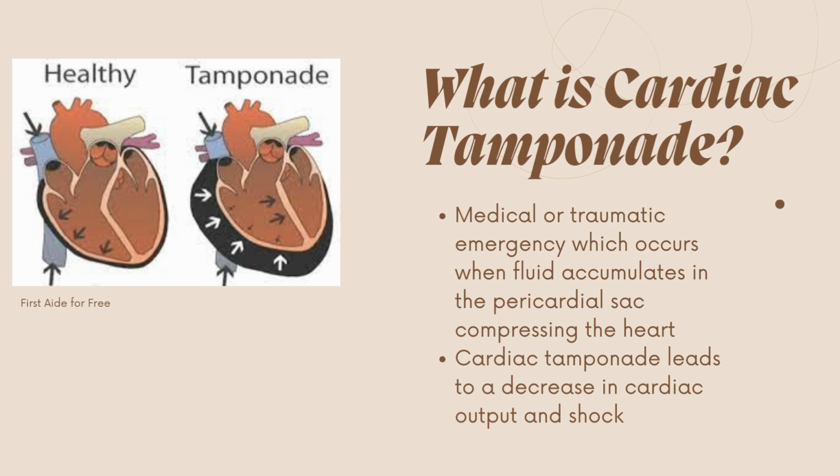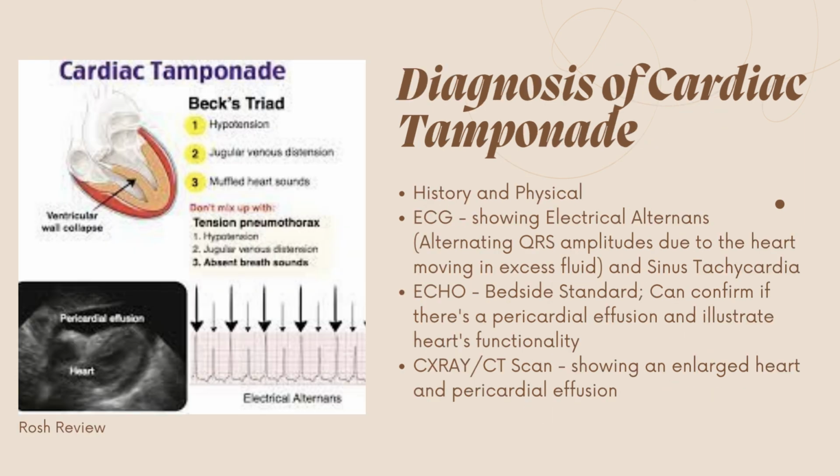This occurs when fluid accumulates in the pericardial sac, which is the sac surrounding the heart, and it compresses the heart, which in turn can cause decreased cardiac output and cardiogenic shock. Cardiac tamponade is diagnosed via EKG. An echocardiogram is the gold standard, and it can also be diagnosed via X-ray and CAT scan.